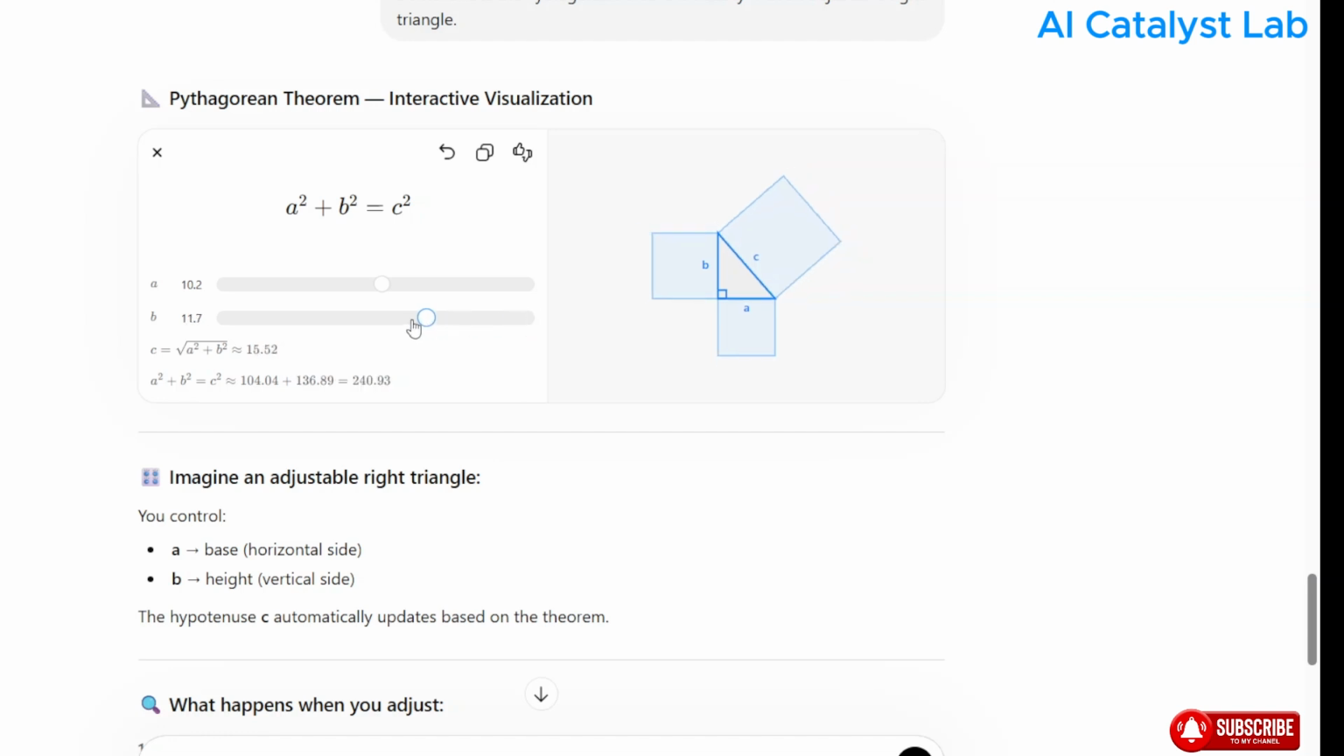So this is a complete visual expression of the Pythagorean theorem.